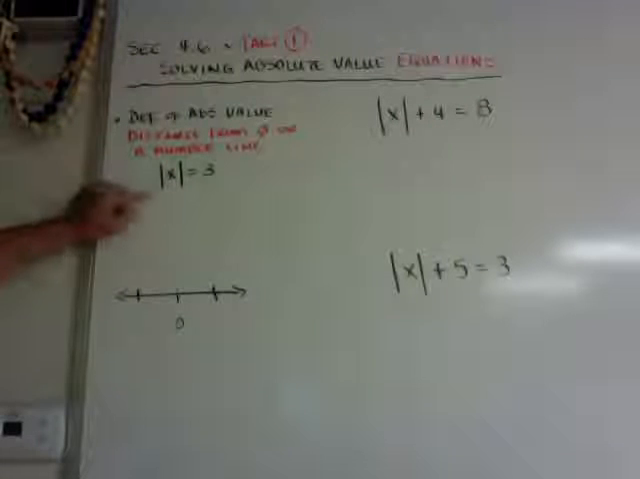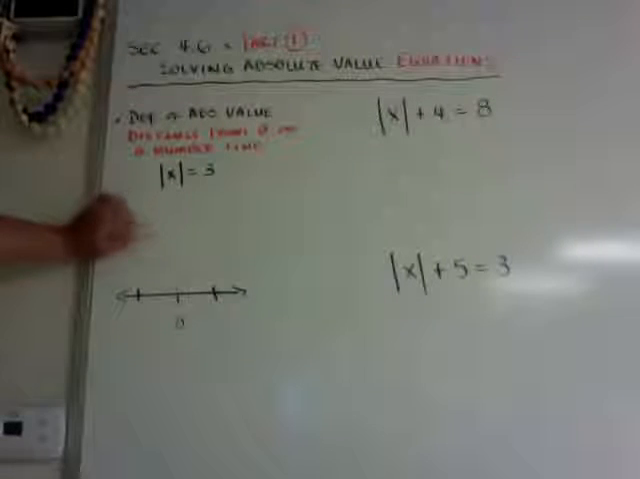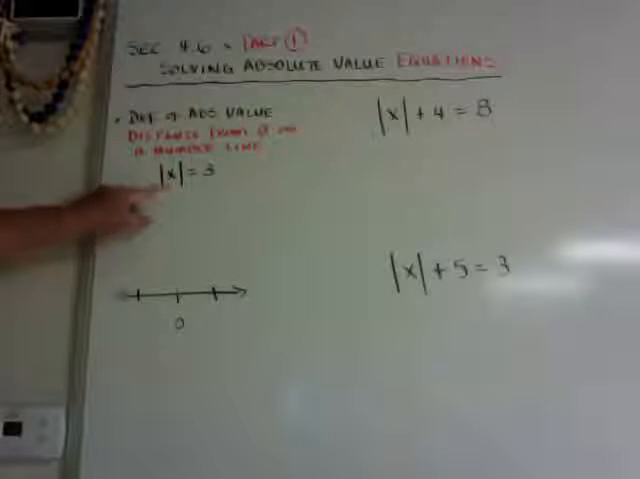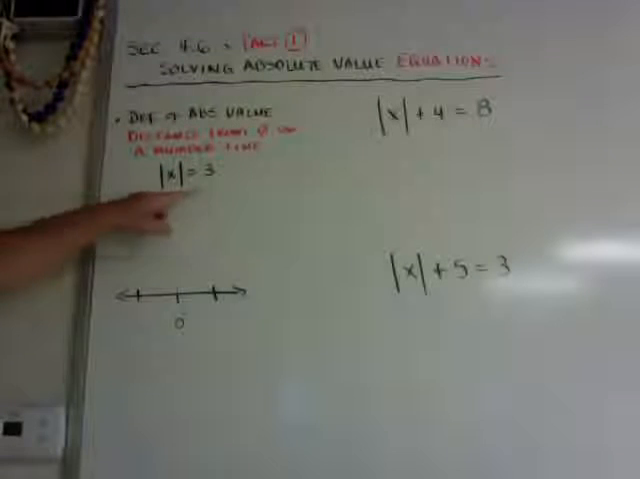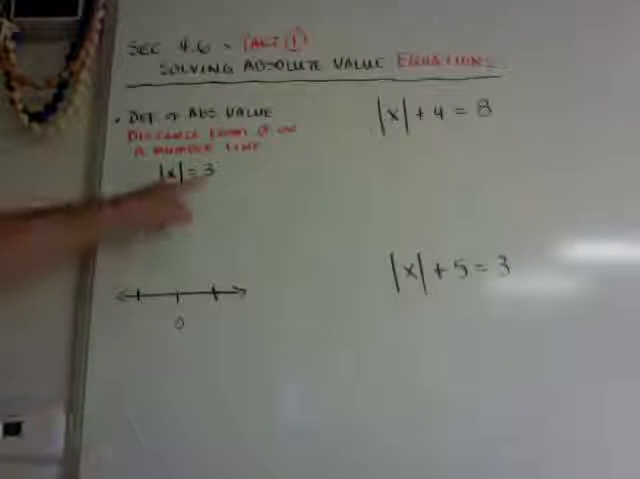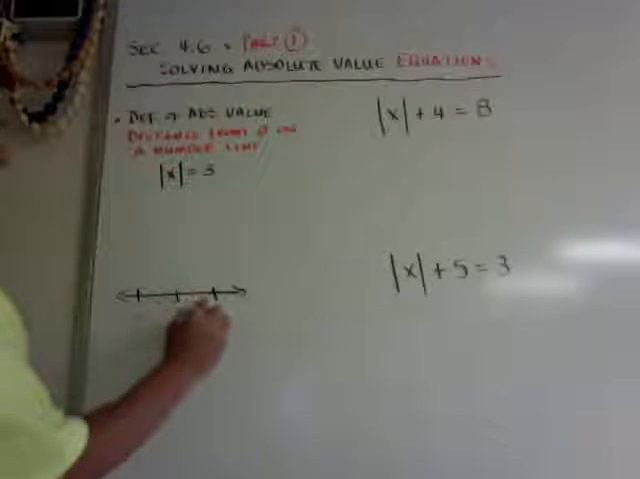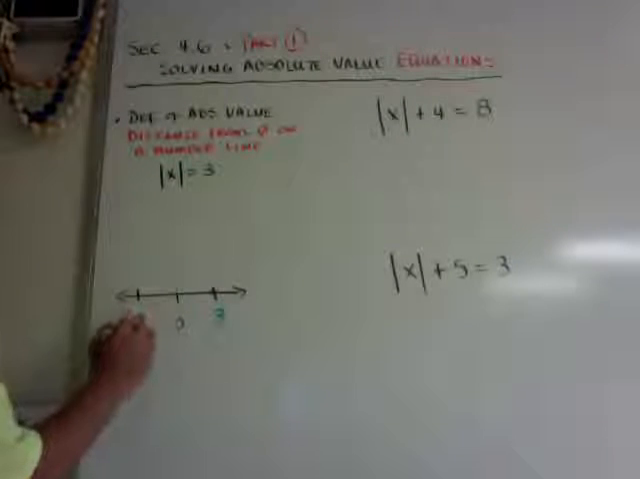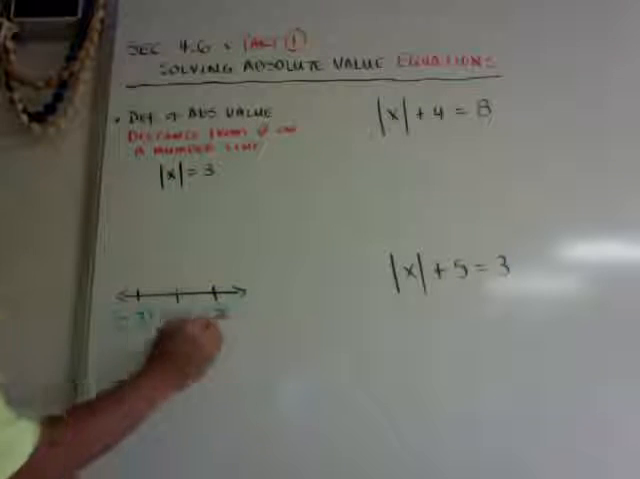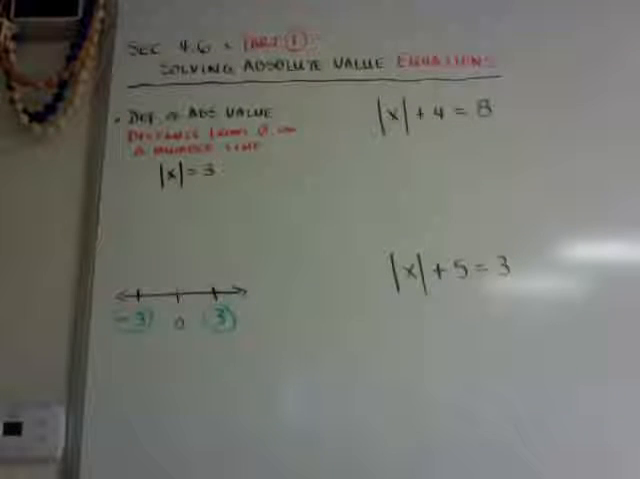Okay, so if I have an equation that looks like this, absolute value of x is equal to 3. What this is asking is, what numbers are 3 units away from 0 on a number line? So 3 units away from 0 on the number line. Here's my number line. So if I have a 3 and a negative 3, there are my two answers. I'm going to have two answers for this.